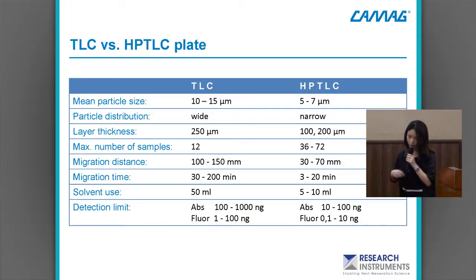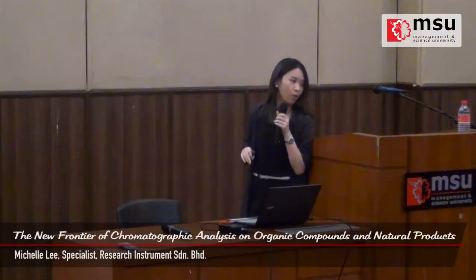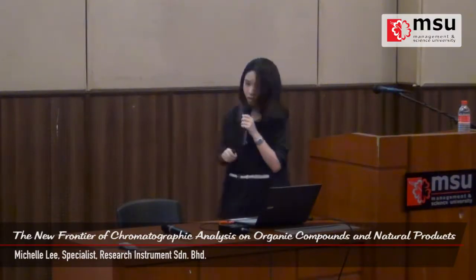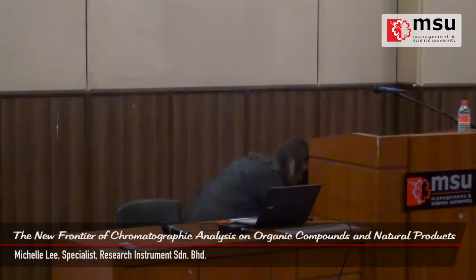So this slide is also an extension of the comparison of TLC and HPTLC plates, just to share with you the maximum number of samples. For a typical plate, it's usually about 12-15 samples. And for the HPTLC, just to share with you something really interesting, we can actually have 72 samples on the plate. So you might question how it works. Let me get some props.